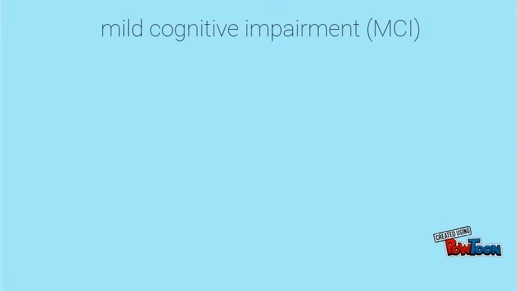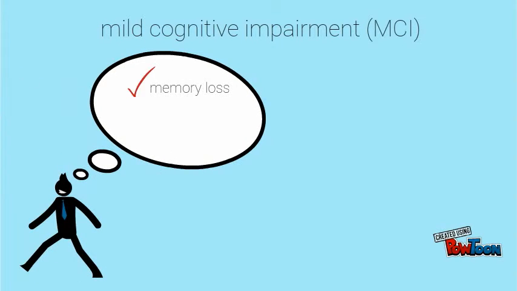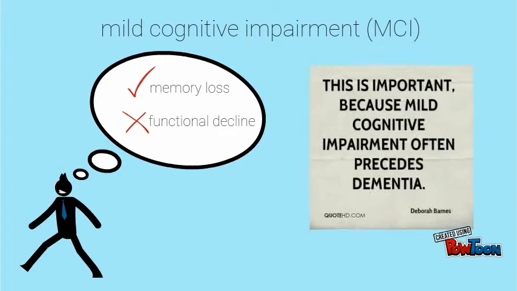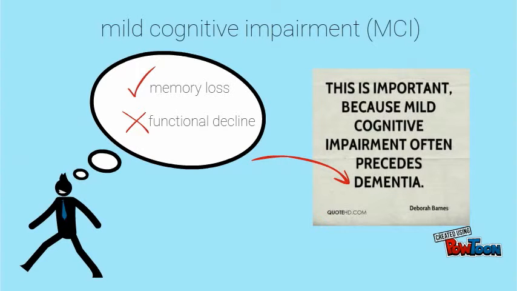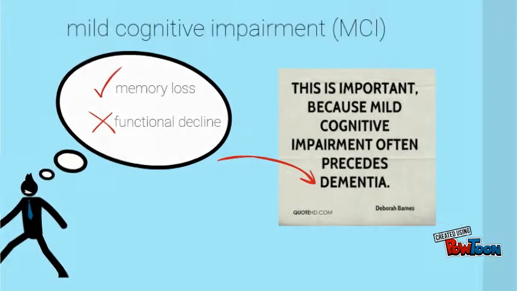Closely related to, but technically not a dementia, is mild cognitive impairment. Individuals with MCI may suffer from memory loss, but shouldn't show signs of functional decline. However, merely having MCI makes it 5 to 10 times more likely for an individual to be diagnosed with dementia.